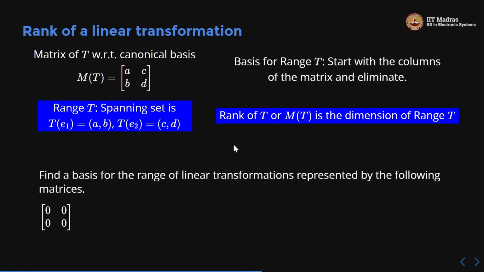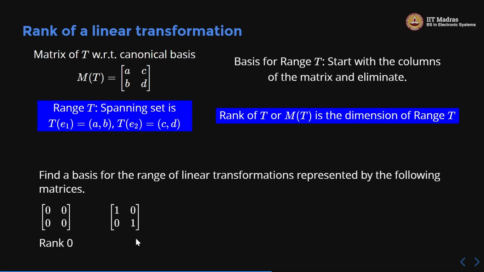All this is easy in theory, but let's see a few examples. Here are a bunch of linear transformations represented by matrices, and you have to find a basis for the range. The first one is very trivial, all zeros. In this case the range space, the set of all linear combinations, is nothing but the origin itself, so the rank is going to be 0. For the origin subspace there is no basis, it's a null set, so you have a rank of 0.